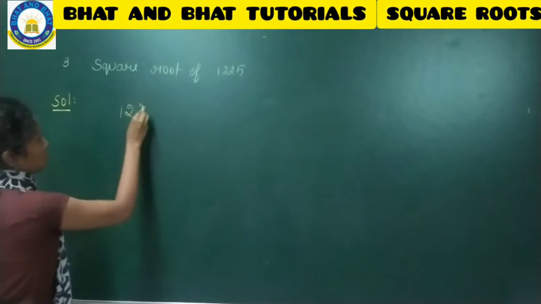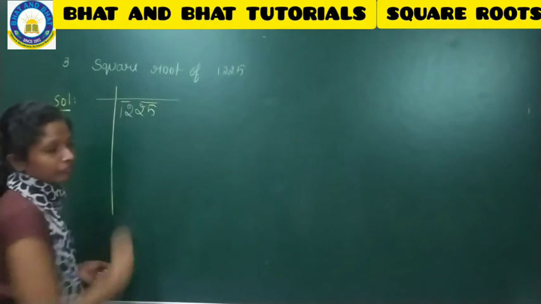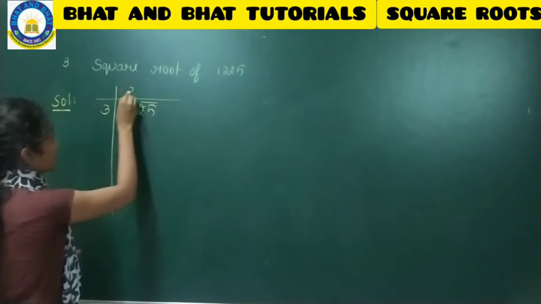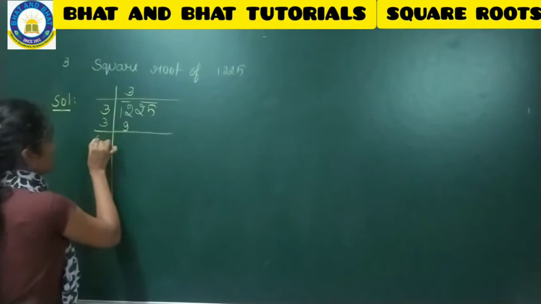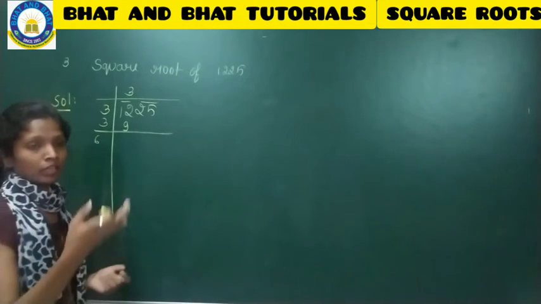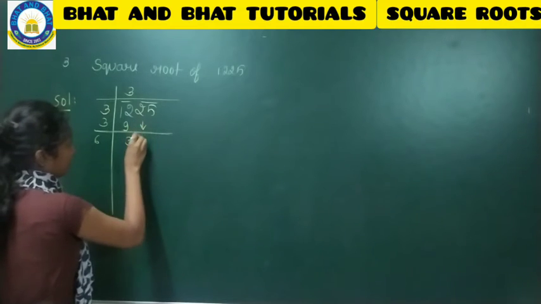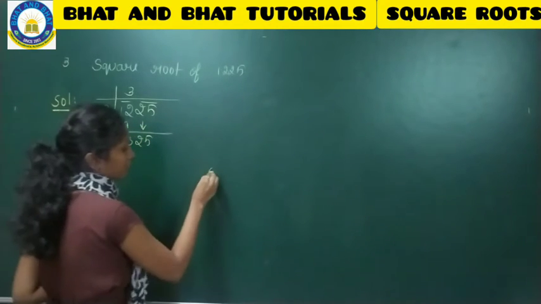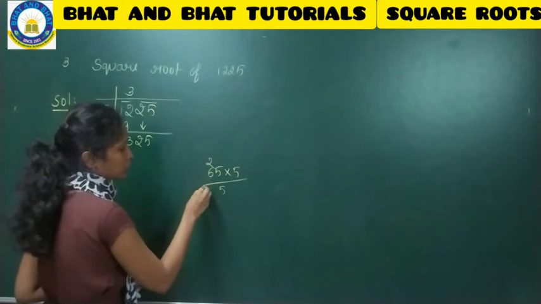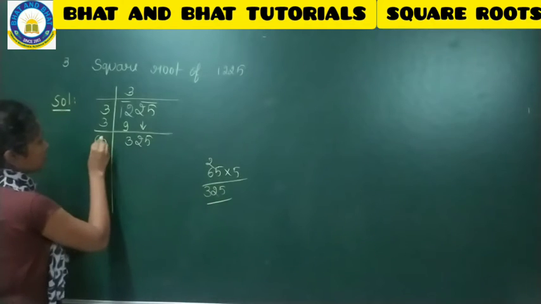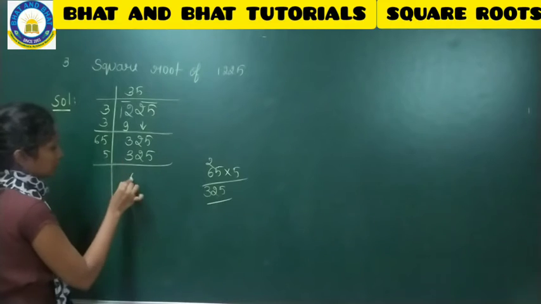Solution. The number is 1225. I'll go with the division method. Pair the number first. See which is the nearest number for the first pair, that is 3 3s are 9. So 12 minus 9, you will get 3, and take down 25. So 65 5s are, 5 5s are 25, 5 6s are 30 plus 2, 32. So now 65 5s are 325 and the remainder is 0.